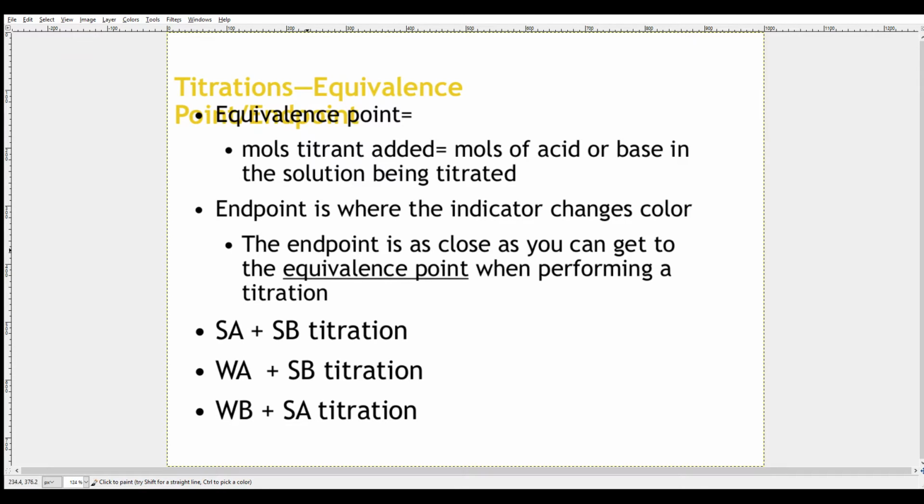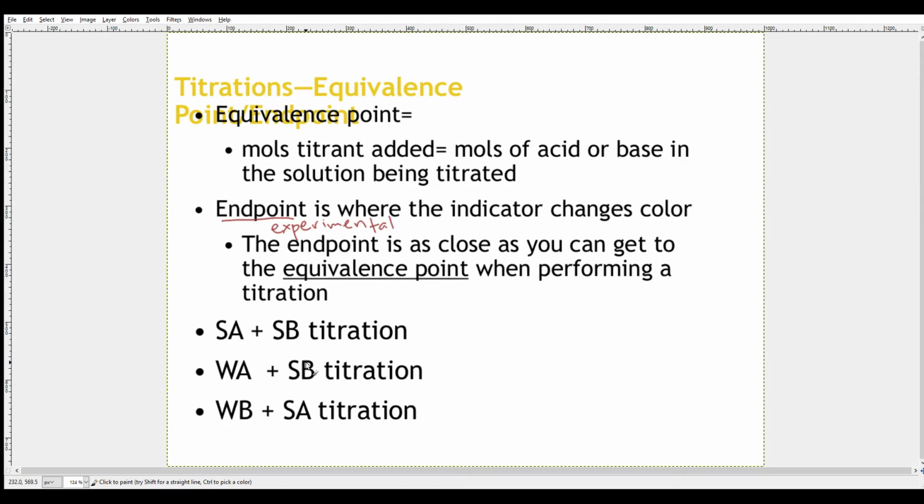The end point is basically, when you are doing the lab, as close as you can get to the equivalence point. So the end point is an experimental type of thing. You know that the equivalence point exists, and you are trying to get as close as you can to that with the end point. It's pretty much where you stop the lab if you're not using probeware. It's when you see the indicator change colors.